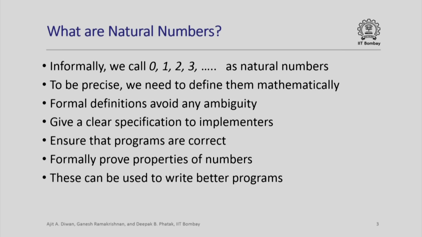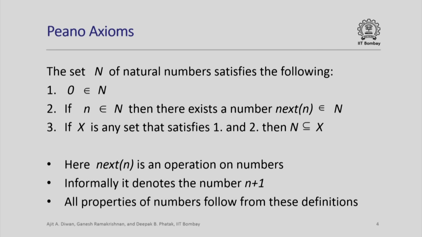And this can also be used to formally prove properties of numbers, and then once you know that numbers satisfy certain properties, you can use that to write better programs. So you can simplify your programs using properties of numbers, maybe make them faster and so on. So let us look at what is a formal definition of numbers.